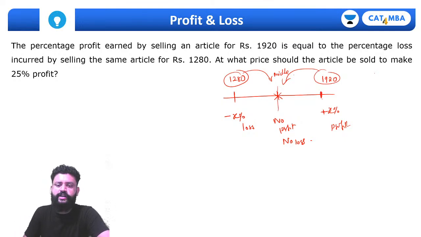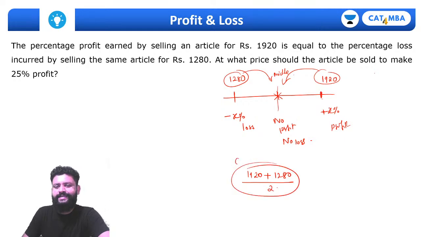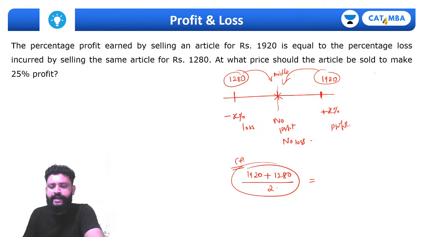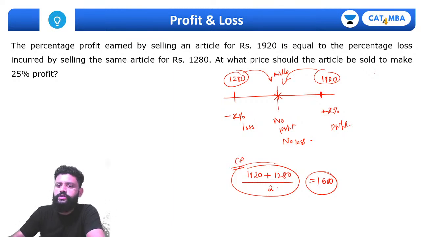Simply इस क्वेश्चन को सॉल्व करने के लिए तुम्हें क्या करना पड़ेगा? 1920 plus 1280 divide by 2, and that will definitely give you the cost price, because loss भी cost price पे होता है, profit भी cost price पे होता है. Am I right? So that comes out to be 1600. So यहाँ पे 1600 जो होगा is the cost price.